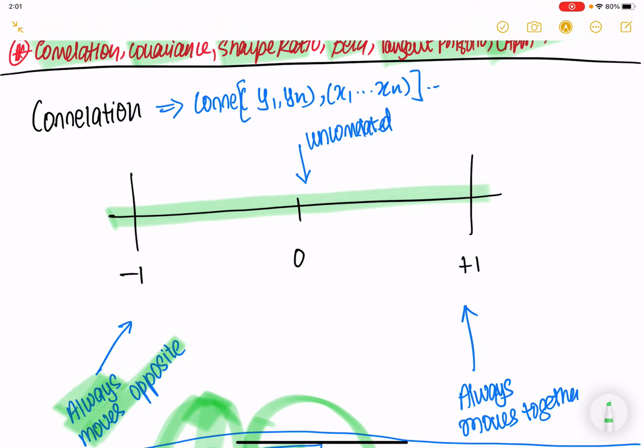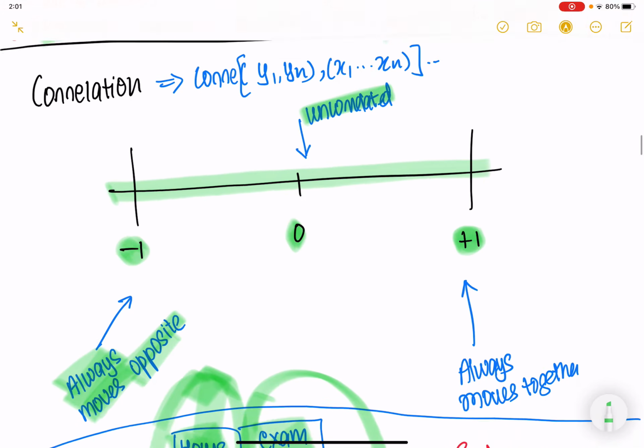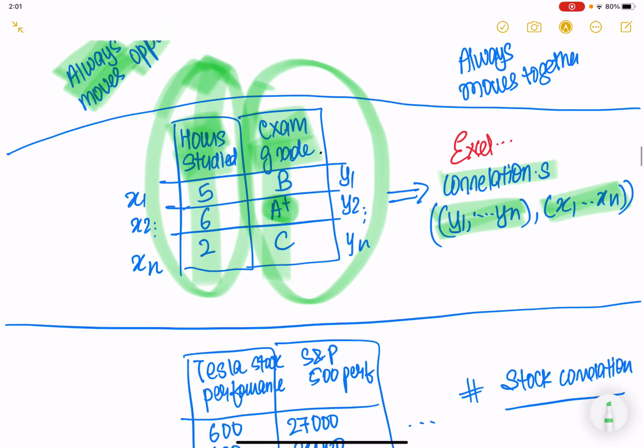If you study more and you actually get worse grades, then the correlation will be -1. But if you study more and you get really high grades, then you get a correlation close to +1. A correlation of 0 means it doesn't matter how much you study, it doesn't affect your grades. So that was an example of correlation.